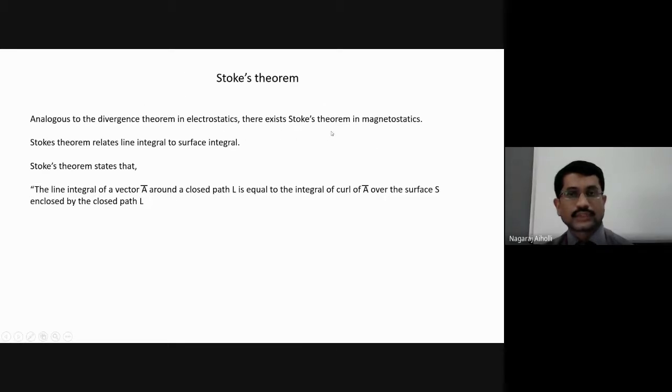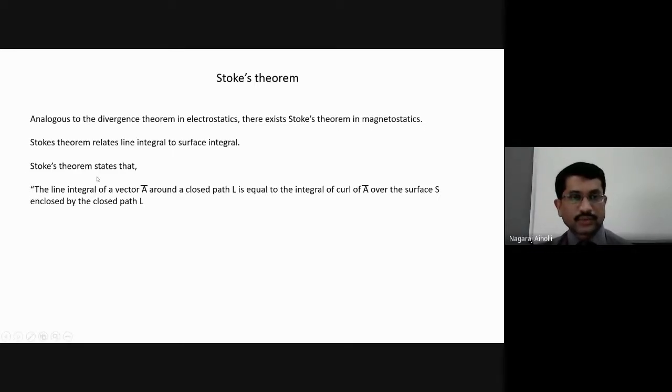Similarly, we have Stokes theorem in magnetostatics. What does the divergence theorem do? It establishes the relationship between the surface integral and the volume integral. We can convert from surface integral to volume integral, or from volume integral to surface integral. Similarly, in magnetostatics, we are studying the Stokes theorem. This Stokes theorem relates the line integral to the surface integral. That means we can convert from line integral to surface integral, or from surface integral to line integral.